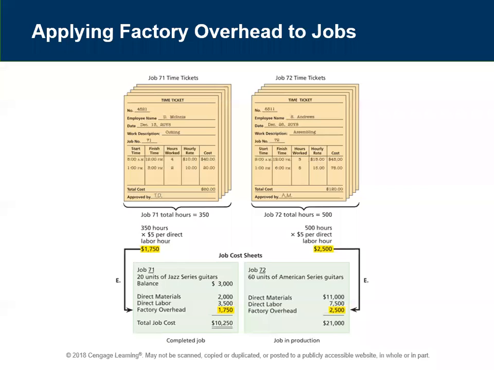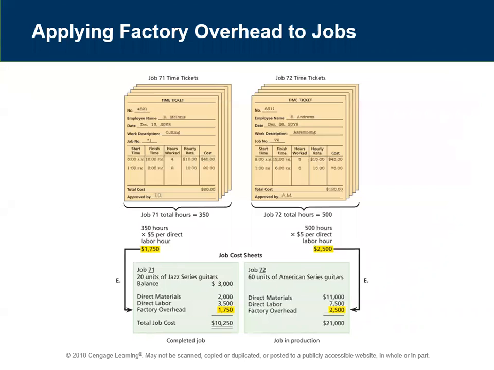So again, when we actually go and apply overhead, job 71, we added their total hours of labor, 350 hours. We multiply by 5, which was that predetermined overhead rate. So on their job cost sheet, they have direct materials were 2,000, direct labor 3,500, and now we're adding in the overhead cost of 350 times 5, 1,750. That gives us a total job cost that helps us determine how much to charge the customer, you know, what our actual costs were. And then over on the right, job 72 had 500 hours of labor times $5, so their overhead was 2,500.